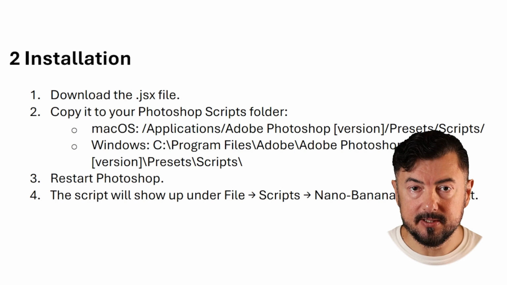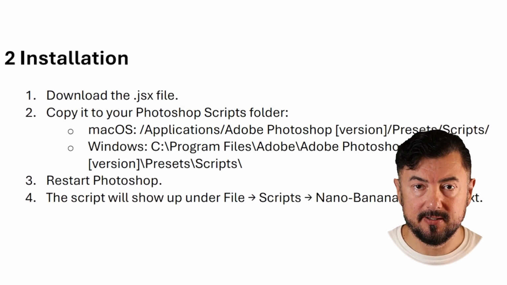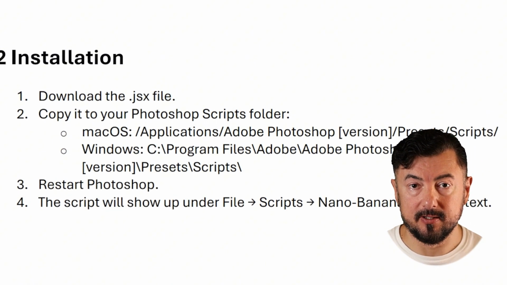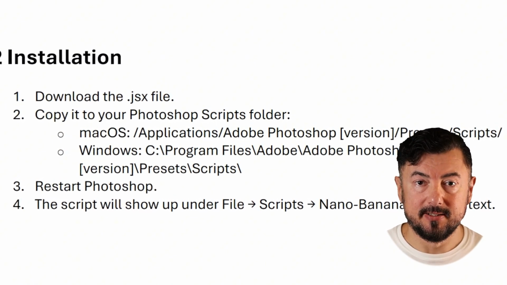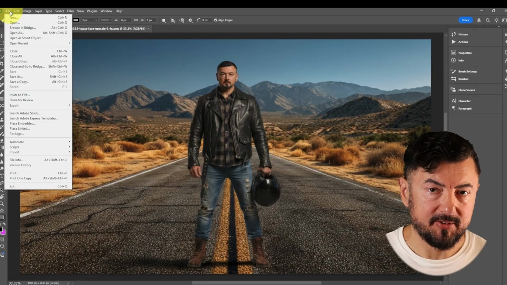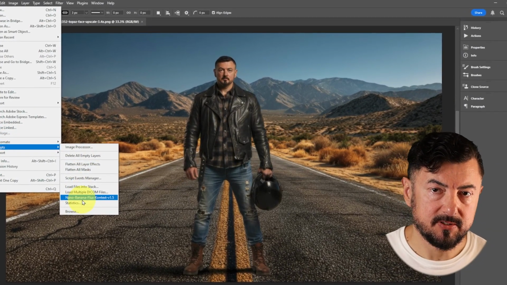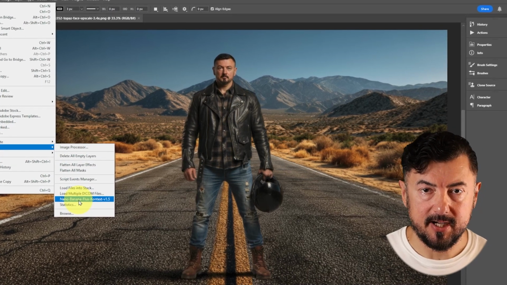We downloaded the plugin and go to the folder with scripts. Presets, Scripts, insert the downloaded file nano banana flux context v.1.jsx, restart Photoshop. After installation, the script can be found in File, Scripts, Nano Banana Flux Context.